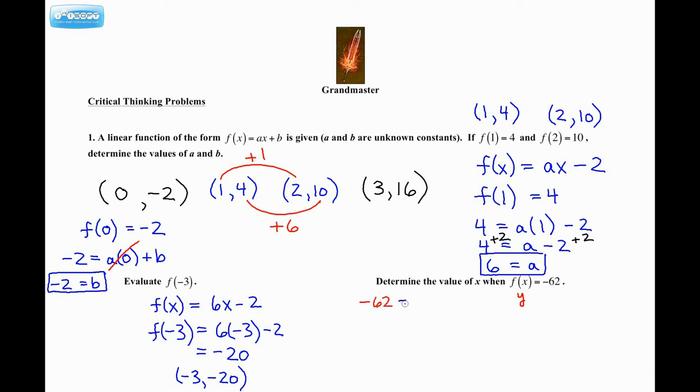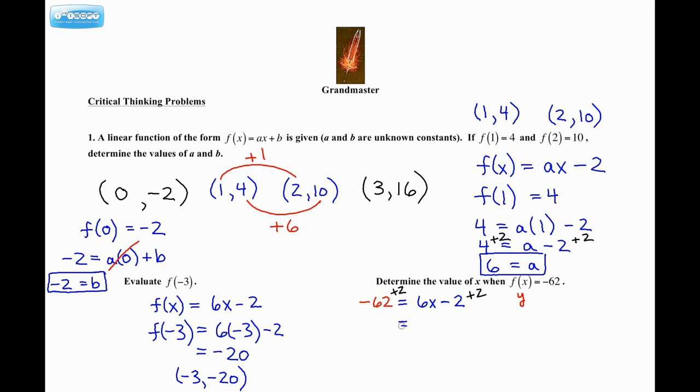And that equals 6x minus 2. So we haven't been given the x value, we've been given the answer, the y value, and we just use algebra to work backwards. So we need to solve for x. So we add 2 to both sides.